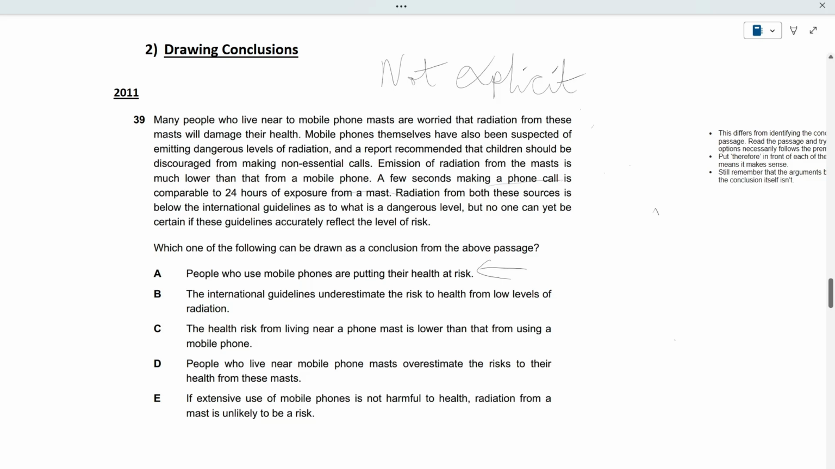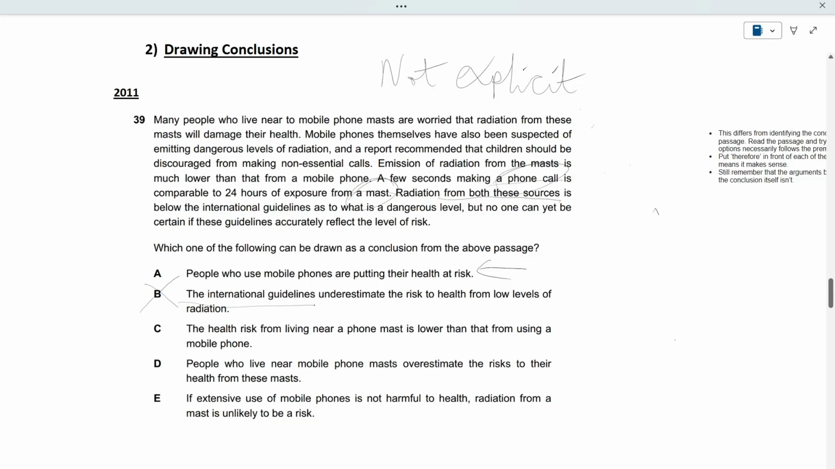B, therefore, the international guidelines underestimate the risk to health from low levels of radiation. Well, that's not what it's getting at all, because it's looked at mobile phones for a large part of it, and it's compared them to the mast, and it's talking about radiation from both sources throughout the whole argument. It doesn't focus that much on the international guidelines, and this option here doesn't talk about mobile phones or the mast, so we can definitely rule that one out.